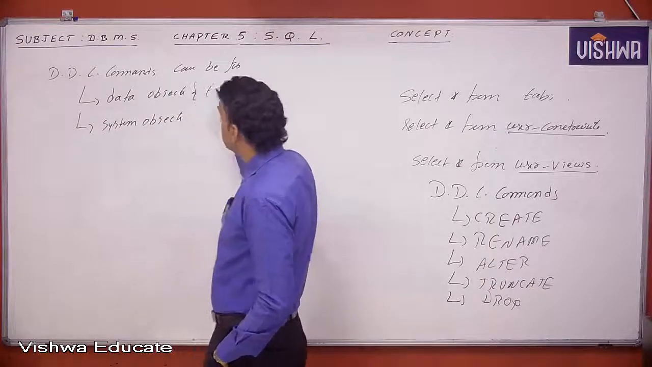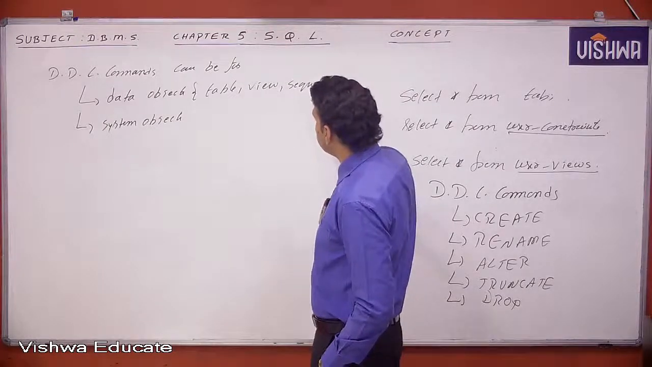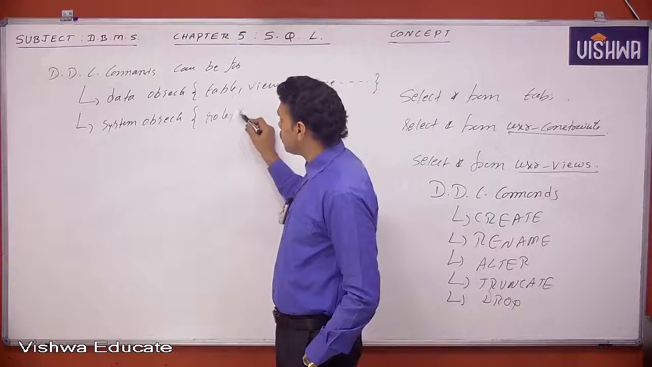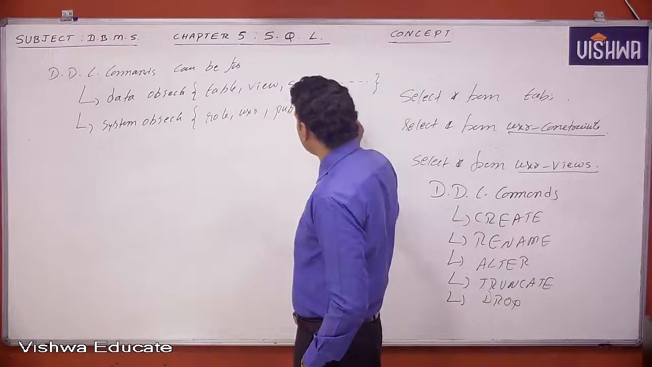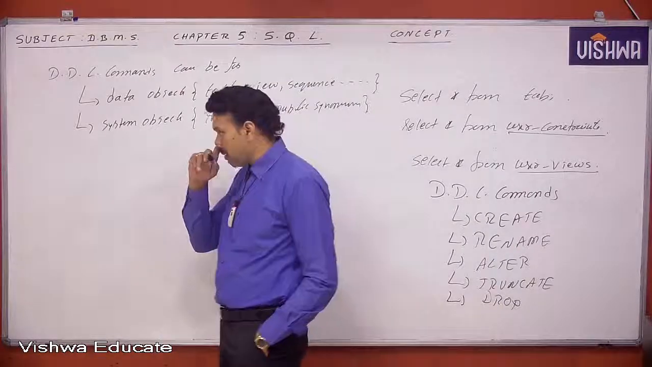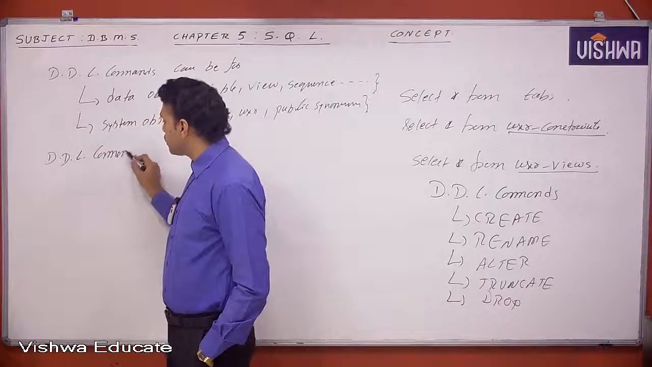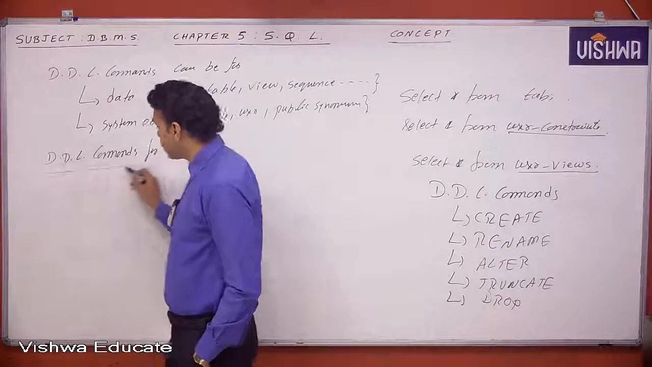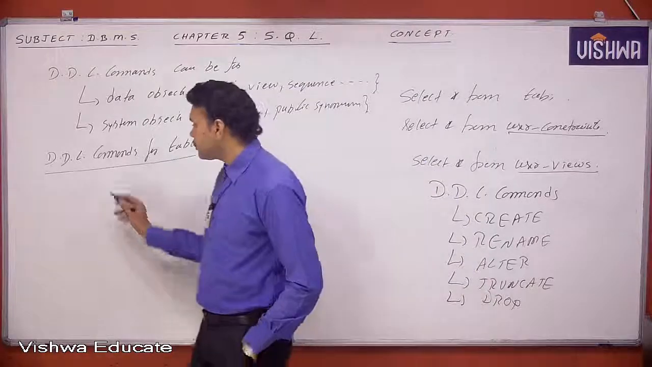So what are data objects? Table, view, sequence, etc. What are system objects? Role, user, public synonym, etc. So for anything you can use DDL commands. Now I will use the mainly DDL commands for tables, because interviewers mainly focus on data objects like tables only. What is the syntax?